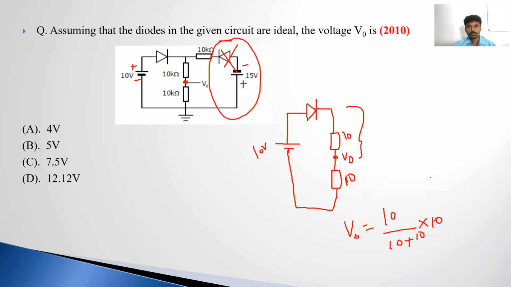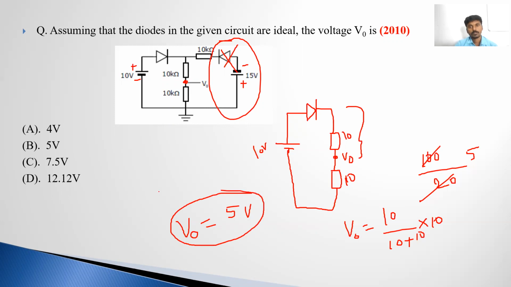So 10 into 10 upon 10 plus 10, how much? 100 upon 20. What is the value? V0 is equal to 5 volts. B. Clear?